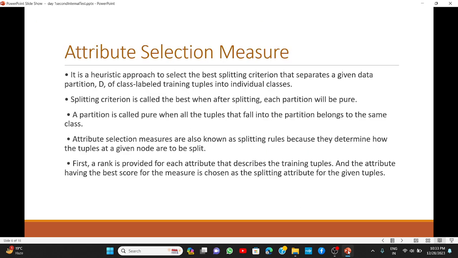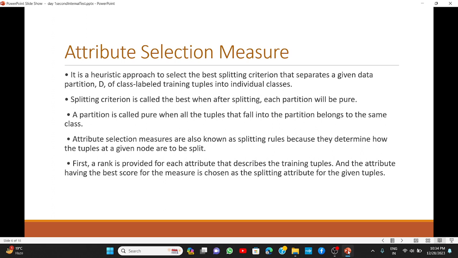Now, second, what are attribute selection measures? Explain three of them. It is a heuristic approach to select the best splitting criterion that separates a given data partition D of class-labeled training tuples into individual classes. The splitting criterion is called the best when after splitting each partition will be pure. A partition is called pure when all the tuples that fall into the partition belong to the same class.